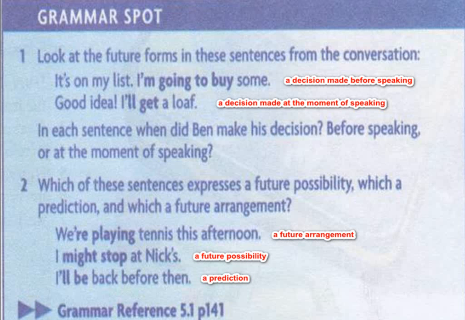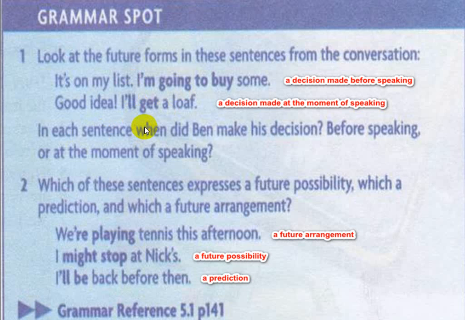Look, here is the grammar spot. Look at the future forms in these sentences from the conversation. It's on my list. I'm going to buy some. Good idea. I'll get a loaf. So here I'm going to is a future form, and I'll get, will, is also a future form.